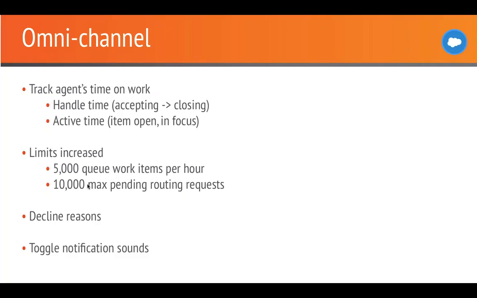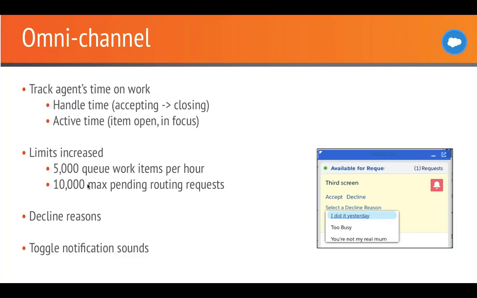Some Omni-Channel limits have been increased, so you can now have up to 5,000 queue work items per hour and up to 10,000 pending routing requests. You can also configure predefined decline reasons. When an agent chooses to decline a work item, they also have to select from one of your pre-existing decline reasons. And finally, you can toggle notification sounds if you don't want your agents being distracted. If there's a lot of them in a small area and there's a lot of notifications going on, then that might get quite irritating, I guess.